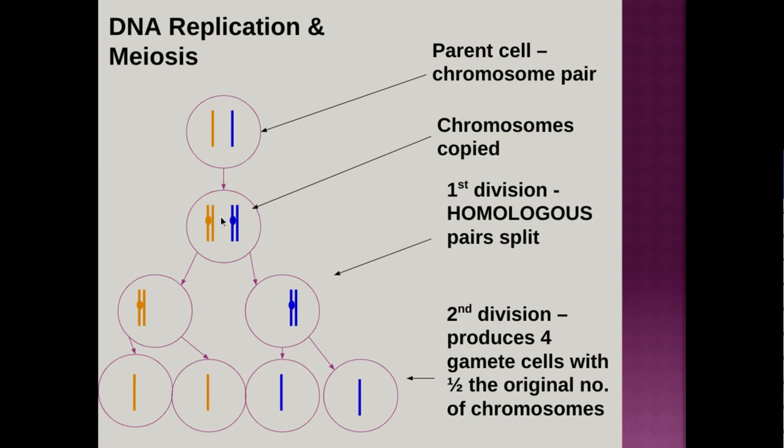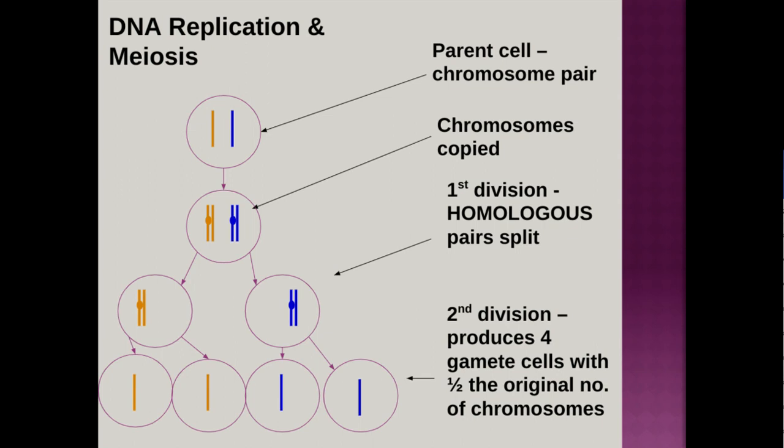In the first round of division, these homologous chromosomes separate. So now you can see we have already reduced the chromosome number by half. Here we had 2 colors, 2 chromosomes, and here we just have 1 color in each cell. So we already have half the number of chromosomes.